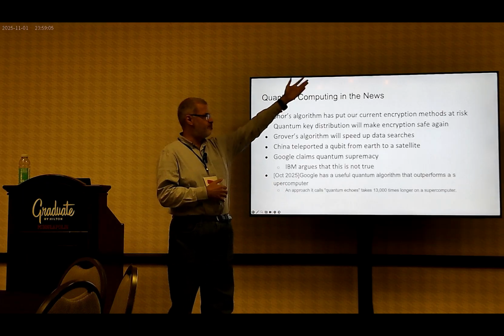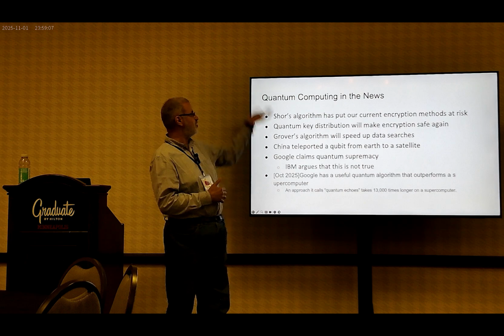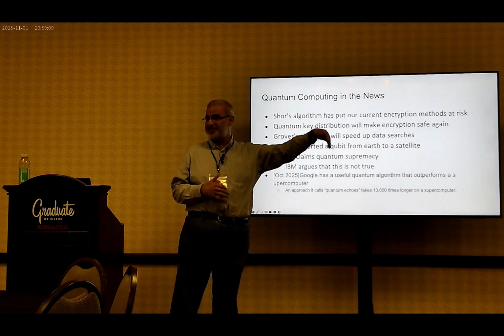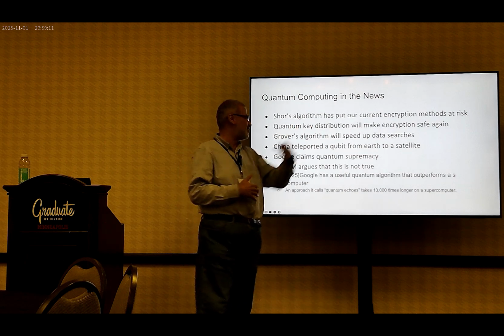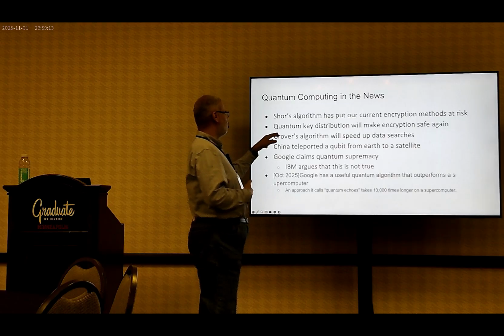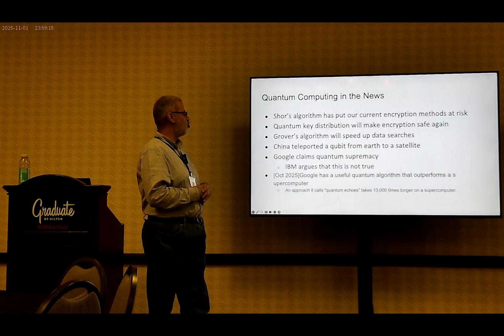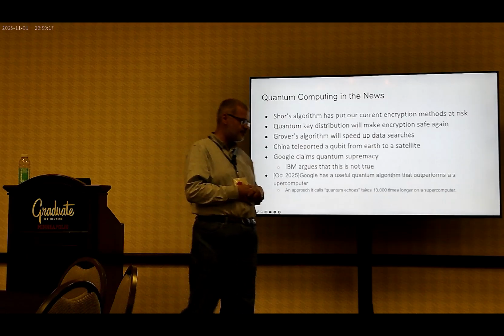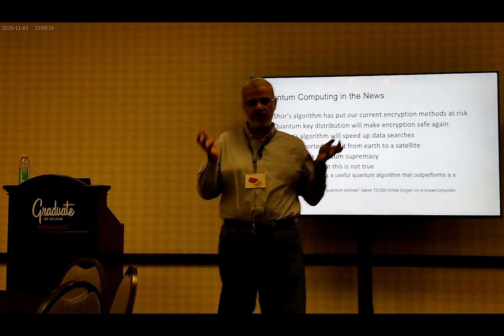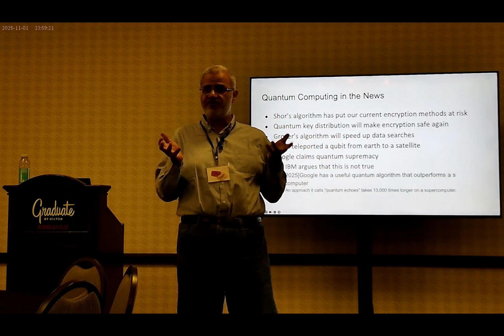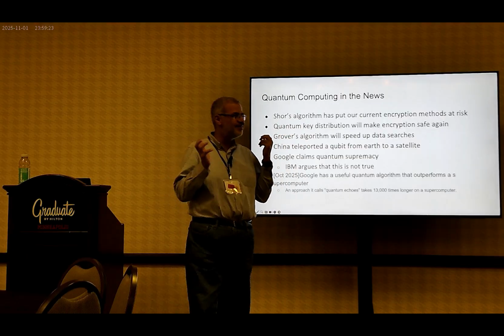So Shor's algorithm breaks the current encryption methods. Quantum key distribution will make encryption safe again, which is a quantum version of the classical algorithm. Grover's algorithm is another algorithm, for searching an unsorted list. So classically, if I want to search an unsorted list, what is the complexity of that? Any guesses?